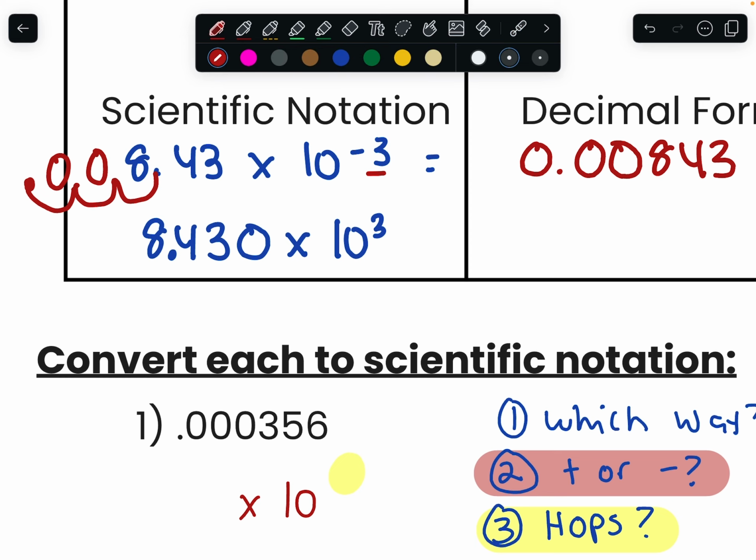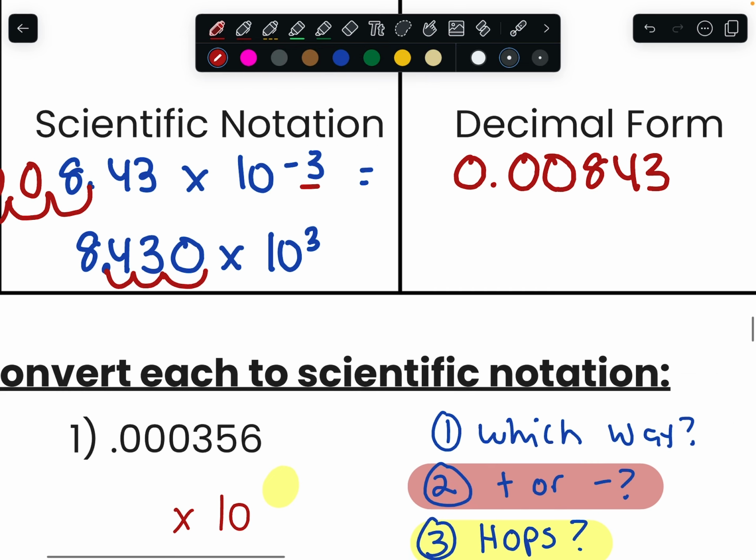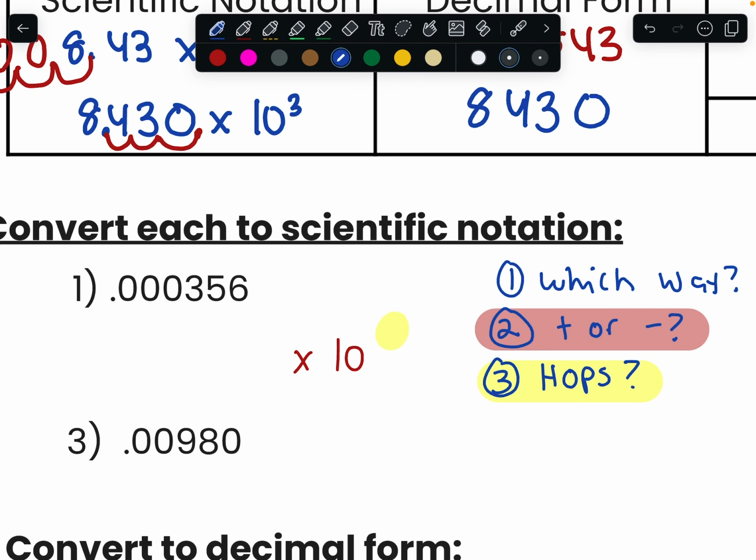So I'm going to move my decimal 1, 2, 3 using that cradle trick. So my new decimal will be at the end of this number. So that gives me the number 8,430. All right, let's do some practice problems, and then we will let you check your answers by giving you a little pause in this video.